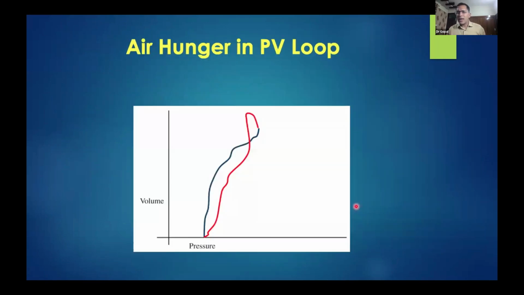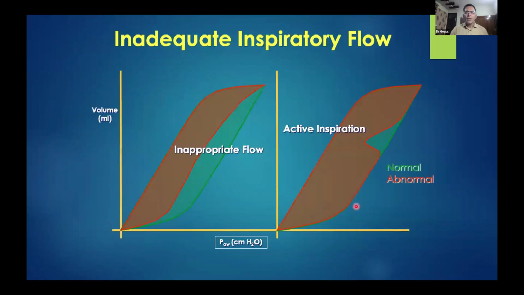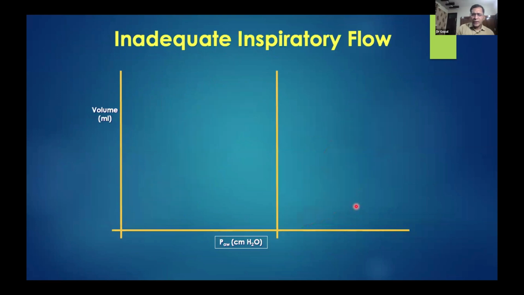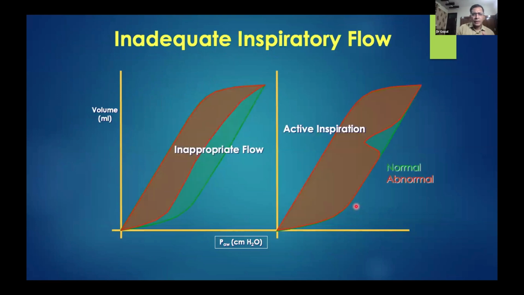So the last part is to determine whether we are giving adequate flow or not. If there is appropriate flow, the curve will look this way. If there is inappropriate flow, with less flow during inspiration, there will be air hunger, and it will look like somebody has eaten the loop. Suppose there is inadequate flow: the baby needs 7-8 liters per minute and you're giving 3-4 liters per minute, which in some ventilators you can manipulate.